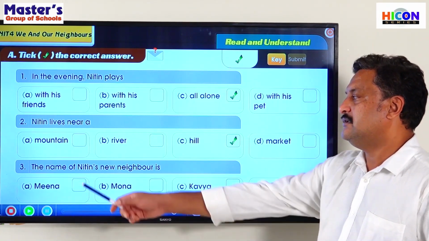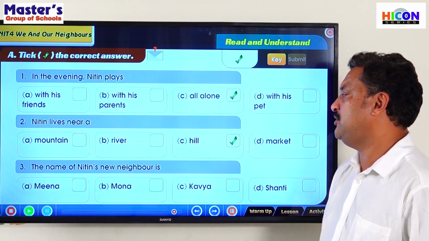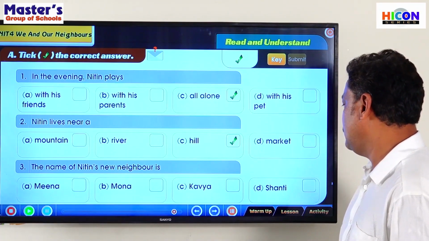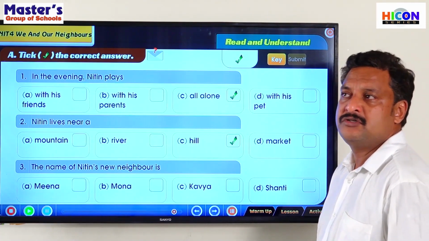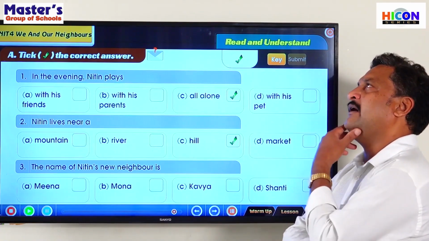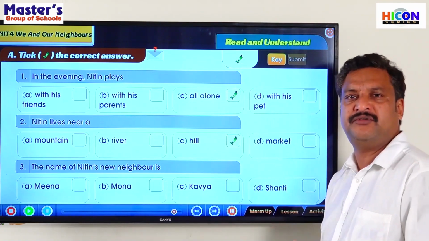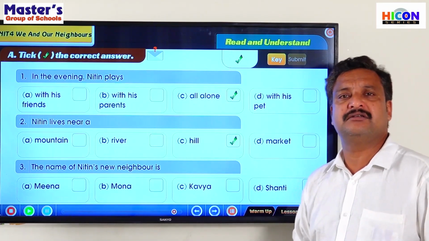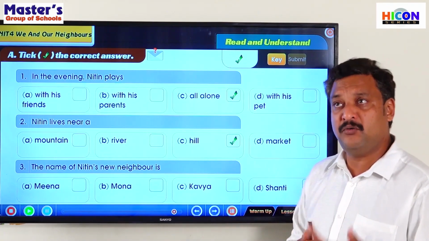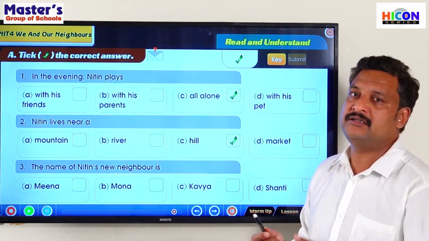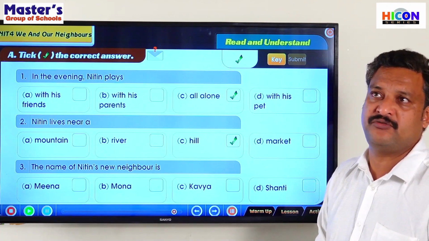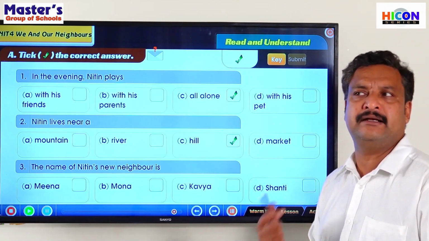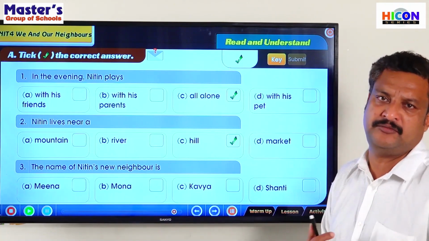Third sentence. The name of Nitin's new neighbor is Meena, Mona, Kavya, Shanti. So one day Nitin was playing with the kites. The kite got off from the thread. It fell somewhere near. Nitin went in search of the kite. He went and he found it. Where did he find it? Yes, the nearby house, which was closed for a long time. So he went there. As he was searching for the kite, somebody came there. A small girl came there, isn't it?